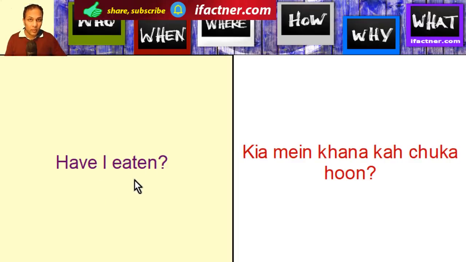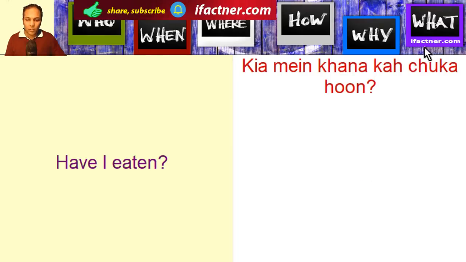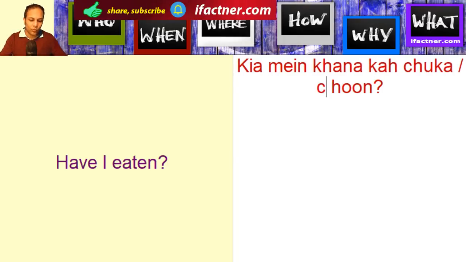Have I eaten? क्या मैं खाना खा चुका हूँ? क्या with हूँ means have, मैं I. खाना is food. खाना खाना is to eat. खा चुका eaten. क्या मैं खाना खा चुका हूँ is a male version, and female version is क्या मैं खाना खा चुकी हूँ.